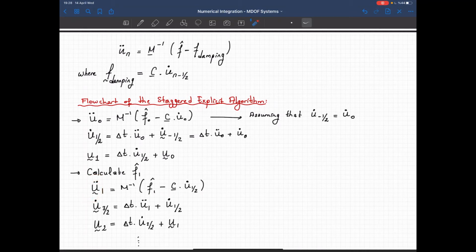The stability condition is very similar to the explicit integration. This algorithm is also conditionally stable. You may need very small time steps. It's less accurate than the explicit integration, but computationally very fast. Implementation is very easy.